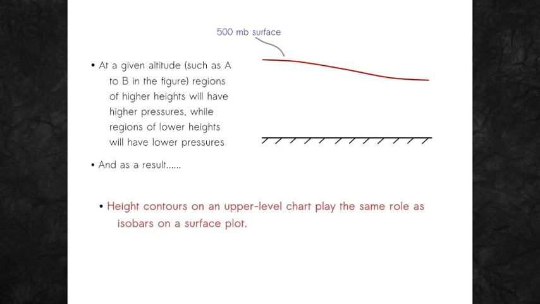Now, when we look at an upper level chart, we're not plotting contours of pressure. We're actually plotting contours of height. But I'm going to make an argument here that it's almost the same thing. That is, we can actually interpret our contours of height on our upper level charts in almost the same way that we interpret our isobars on a sea level pressure map.